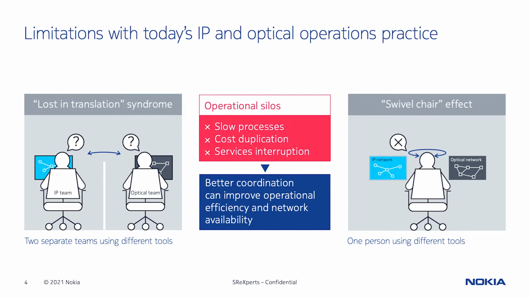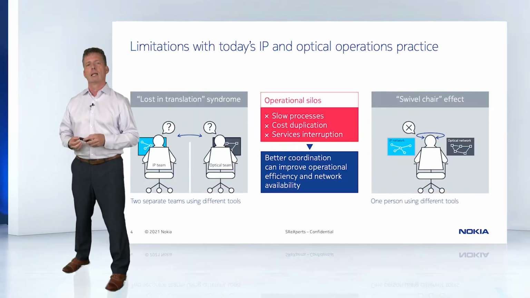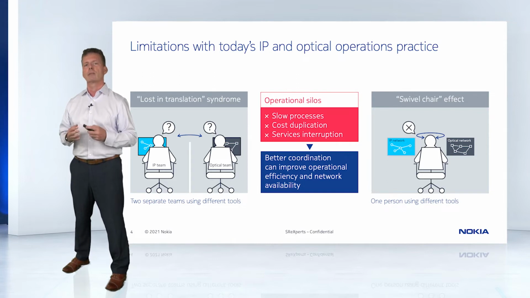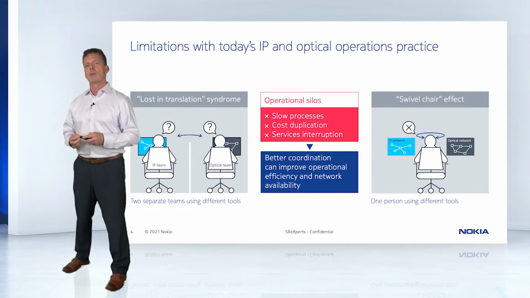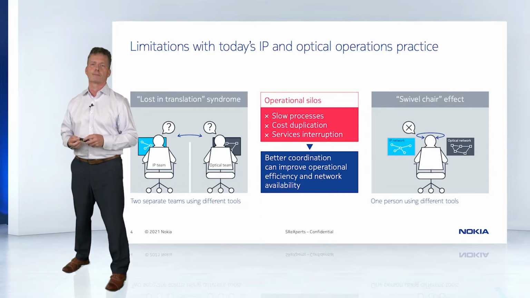Particularly in large, well-staffed network operations groups, the person who starts investigating IP failures is often not the one who does troubleshooting in the optical domain. And in smaller installations, a single person may attempt to troubleshoot the entire network using different disparate tools. In either case, better coordination and tools can improve operational efficiency and network availability. This gap has been further exacerbated with the introduction of 400ZR, which we're going to get into later in the discussion.